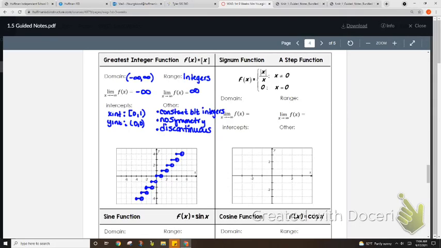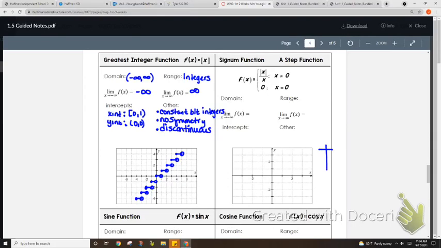All right, and then the last one we're going to look at is the Signum function. Okay, and it's a piecewise function. So we're going to take f of x is equal to the absolute value of x over x when x is any number other than 0, and when it's 0, it's just going to be 0. So we can think about this.